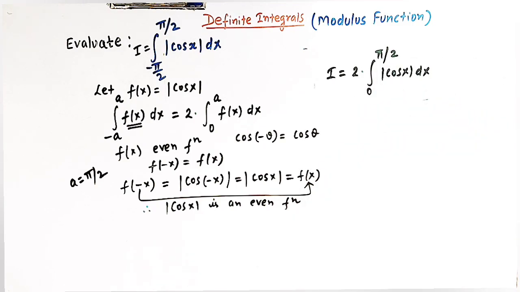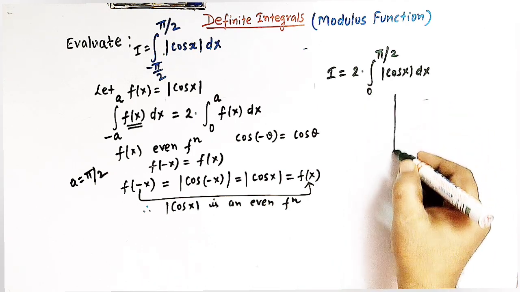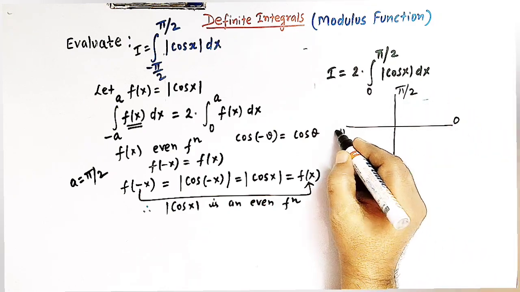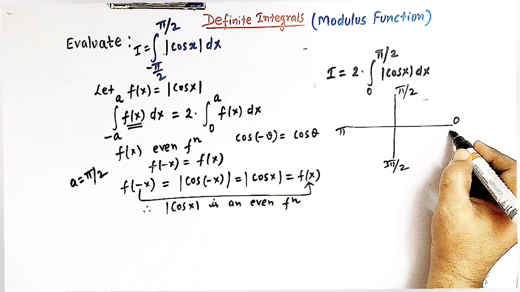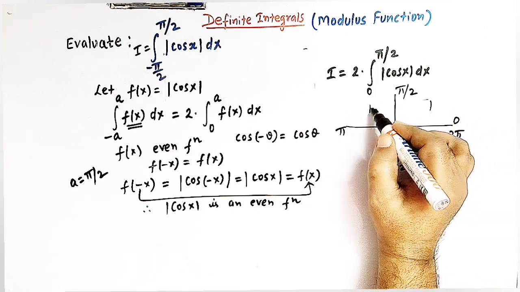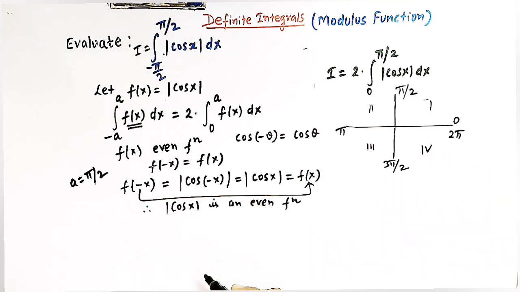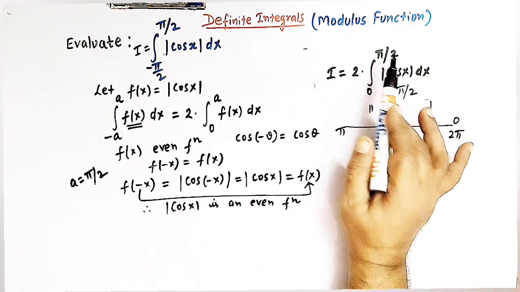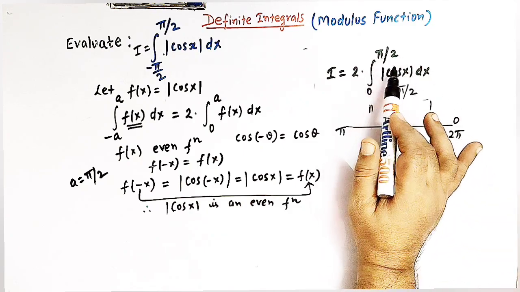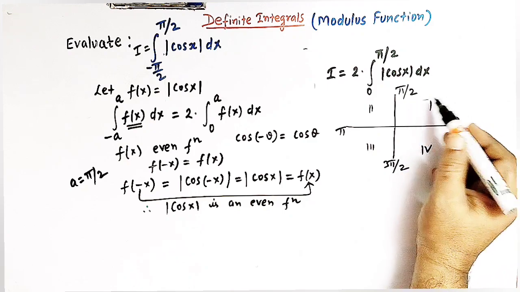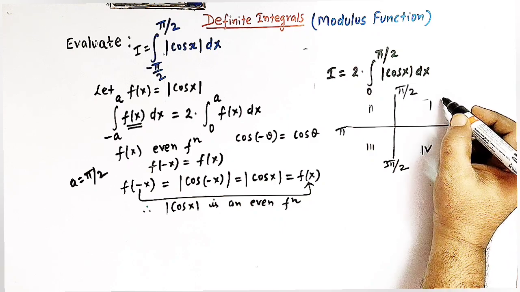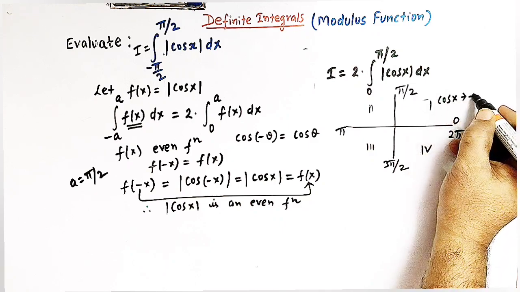So let us see the sign convention of trigonometric functions in four quadrants. So here we have the quadrants. This is 0, this is pi by 2, this is pi, this is 3 pi by 2, and this is 2 pi. So this is first quadrant, this is second, this is third, and this is fourth, right? And we know that here the limits of integration are from 0 to pi by 2, so we have to restrict ourselves to the first quadrant only, and in the first quadrant all the trigonometric functions are positive, right? So here cosine x is positive.